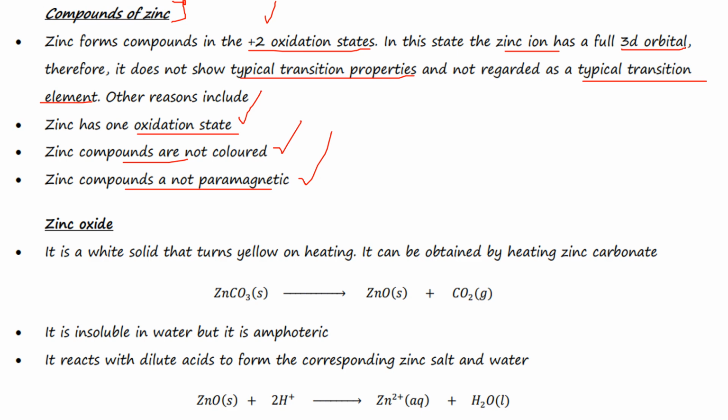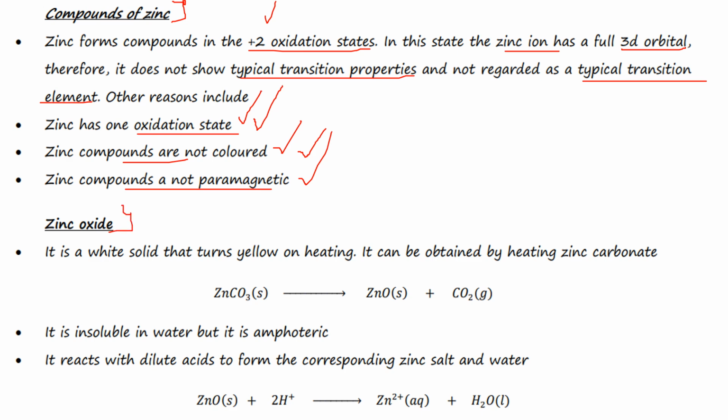Since all the 3d subenergy level or 3d orbitals of zinc are fully filled, it's not going to qualify to be paramagnetic because there are not going to be any unpaired electrons present in those orbitals. So zinc is not paramagnetic, unlike other transition elements. It's also not going to form colored compounds, unlike other transition metal elements. And it's also going to have only one oxidation state, unlike other transition elements. Now let's look at its compounds, and let's start with zinc oxide.